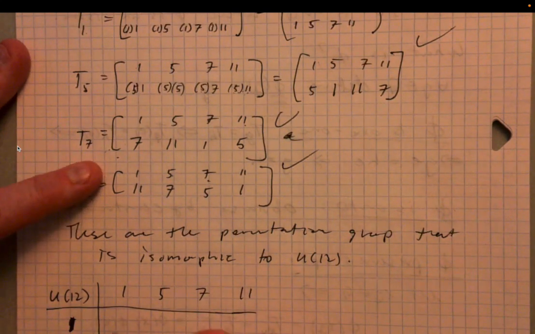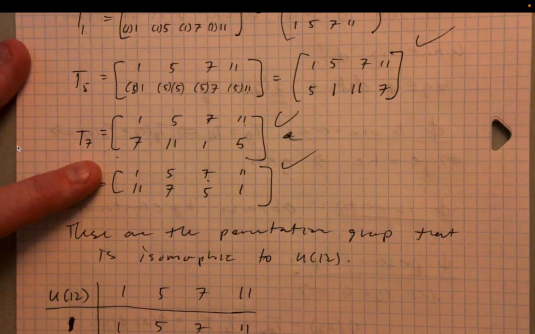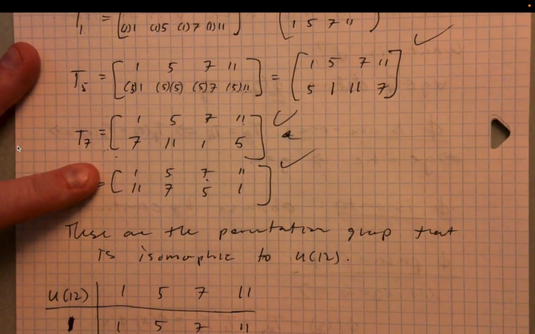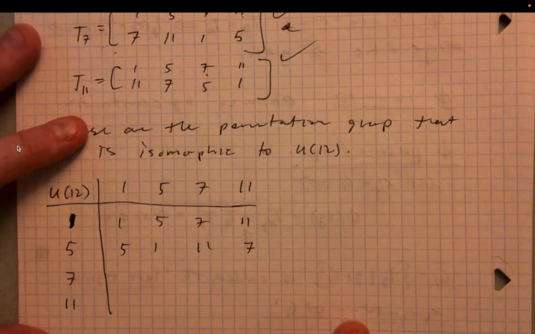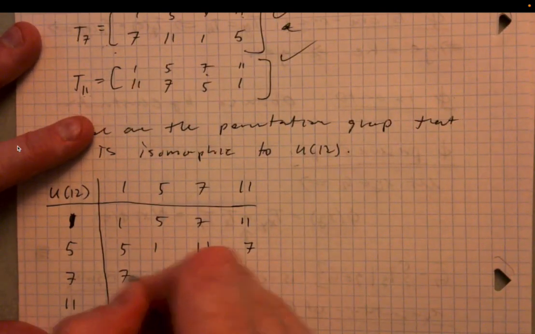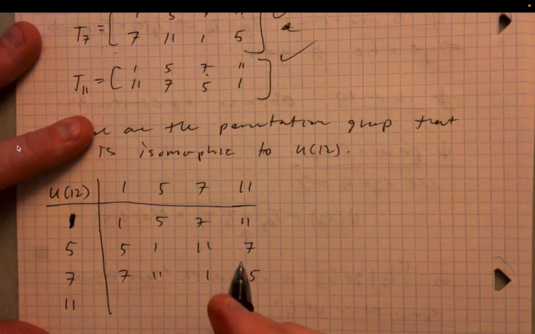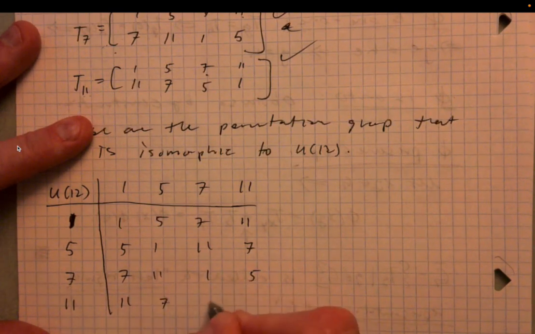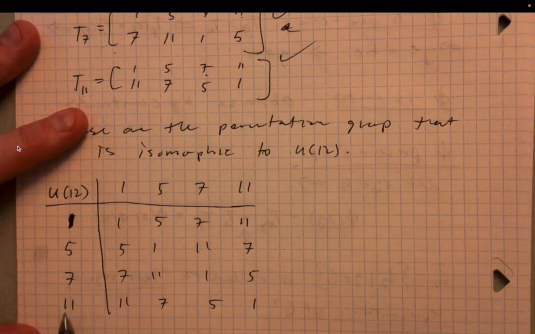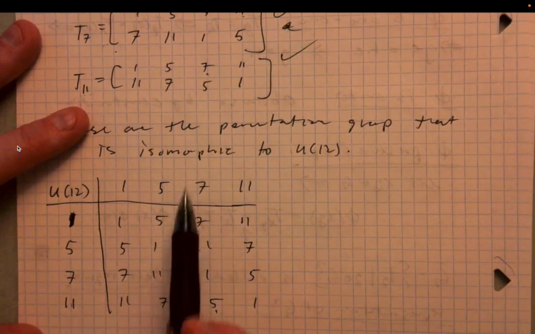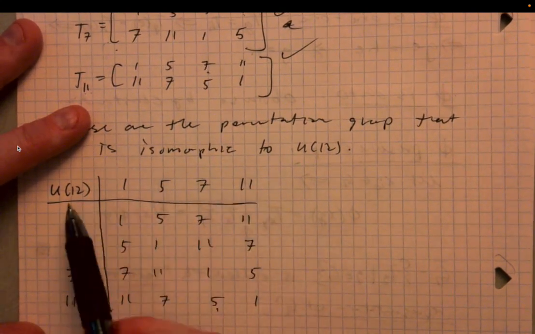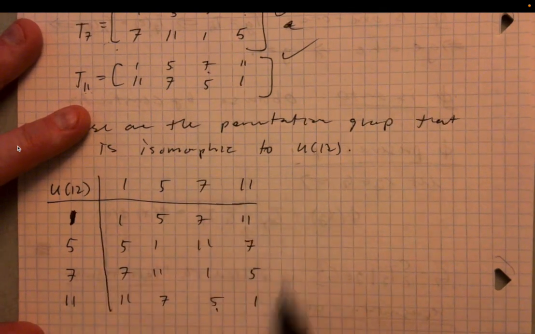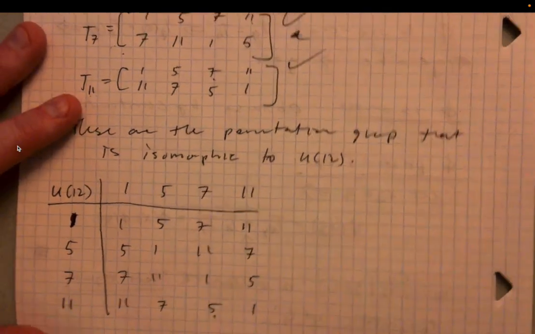And this is very easy to see. This is 1, 5, 7, 11, 5, 1, 11, 7, 7, 11, 1, 5, and 11, 7, 5, 1. Right, now all this is saying is that, for example, 11 times 7 is 77, which is congruent to 5 mod 12, right? So if you take all of these elements and multiply them out, this is the multiplication table you get.